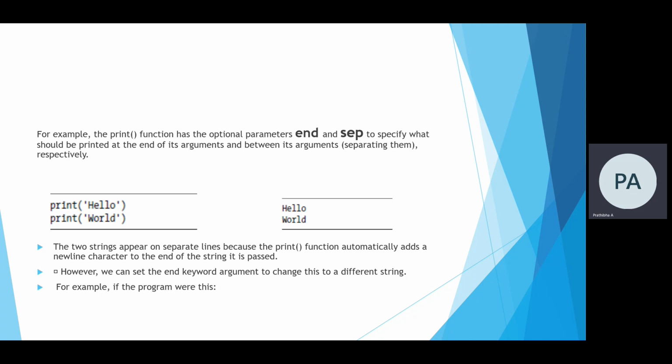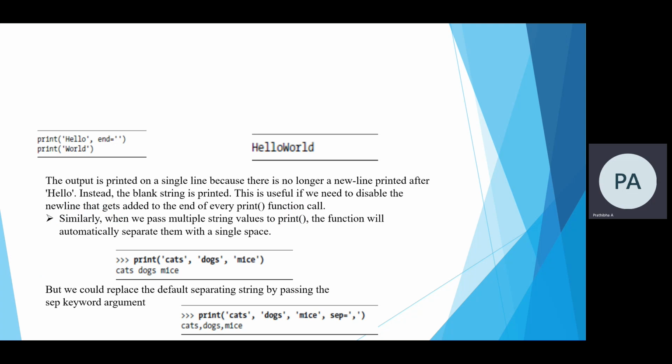That means print('Hello') prints Hello and takes us to the next line. So when I print World, it displays on the next line. However, we can set the keyword argument to change this to a different string. For example, the program can be written as print('Hello', end='') then print('World'). So here the output is printed on a single line because there is no longer a newline printed after Hello. Instead, the blank string is printed.